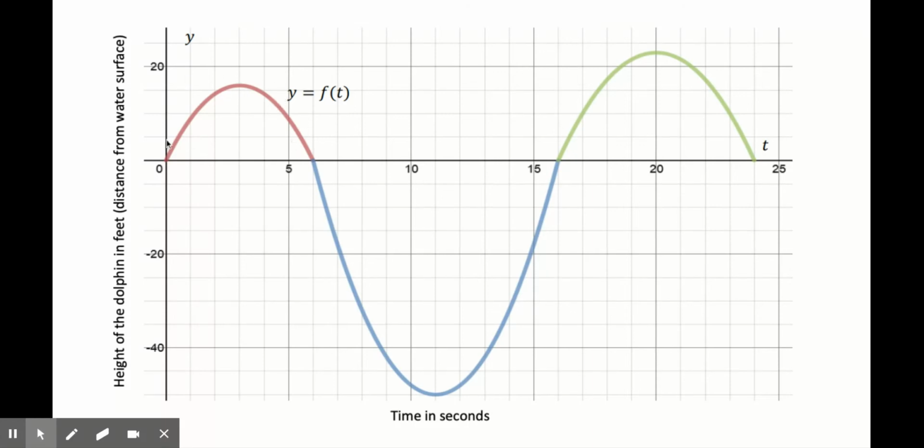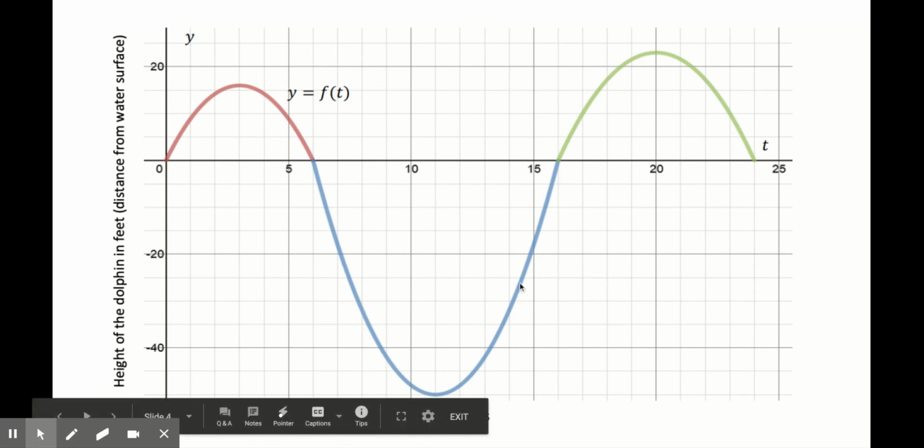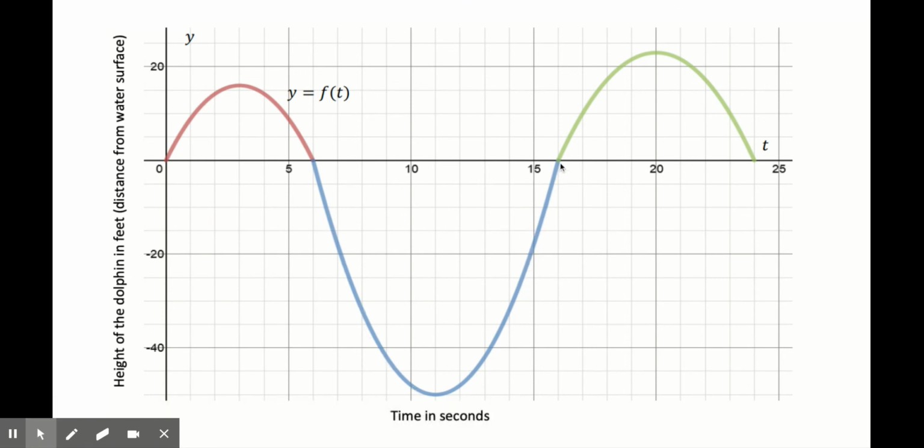Notice that in the red quadratic function, we have a downward facing graph that represents the time when the dolphin jumps out of the water into the air, back into the water. The blue portion of the graph represents the time that the dolphin dives into the water, down below the sea, and back up to sea level. And the green part of the graph represents that second jump out of the water.